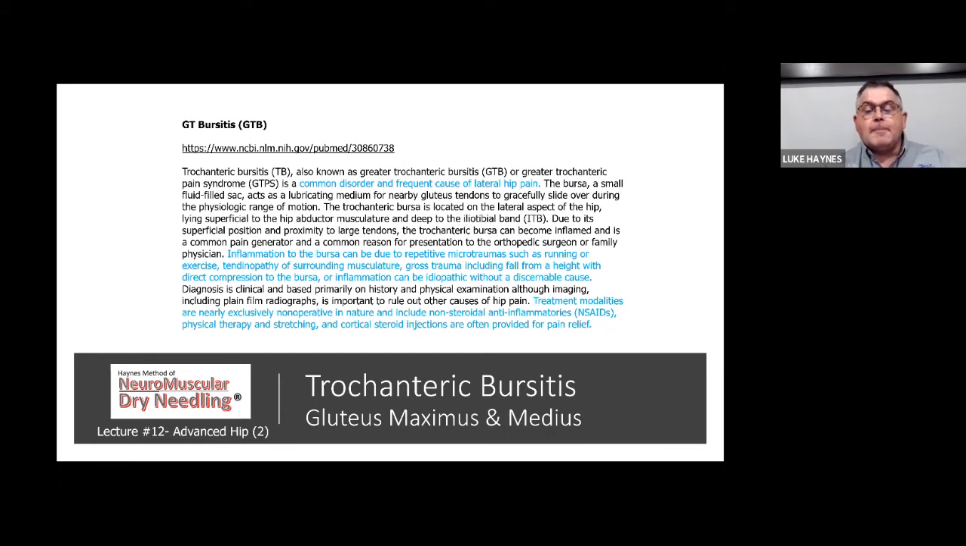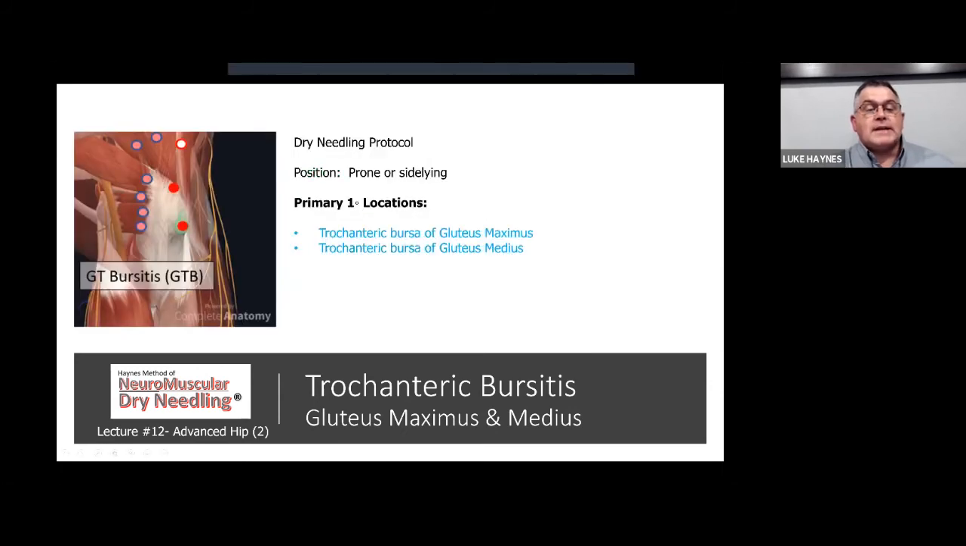They can include NSAIDs, physical therapy, stretching, corticosteroid injections. We've also seen good evidence demonstrating improvement with dry needling as well. So for greater troch bursitis, our primary location is the trochanteric bursa of both gluteus maximus and medius, which we did in our previous lecture.